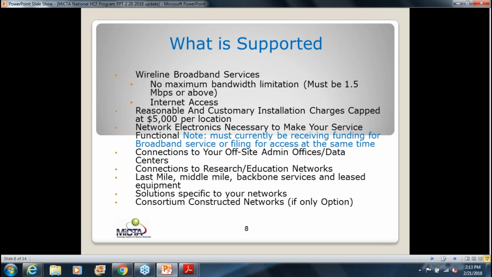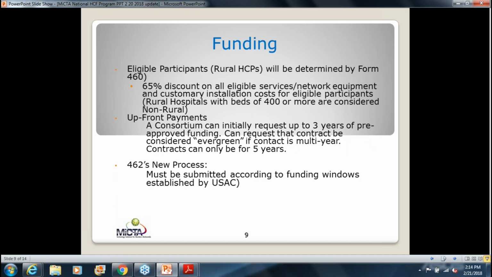It funds connections to your offsite administrative offices, data centers, connections to research and educational networks, last mile, middle mile, backbone services, and leased equipment. There goes the member that's building their own fiber network in Texas. And specific solutions for your networks. And as earlier stated, consortium constructed networks, if that is the only option.